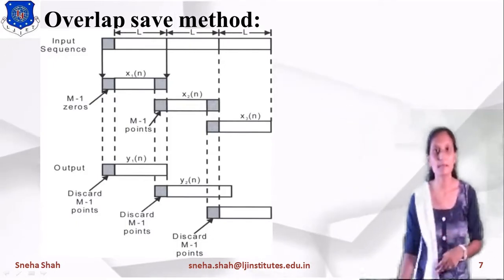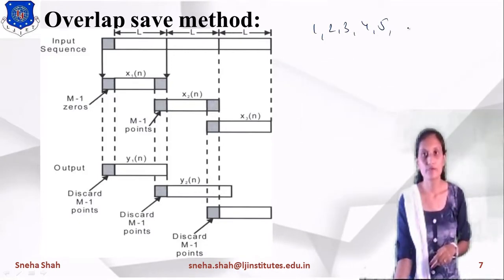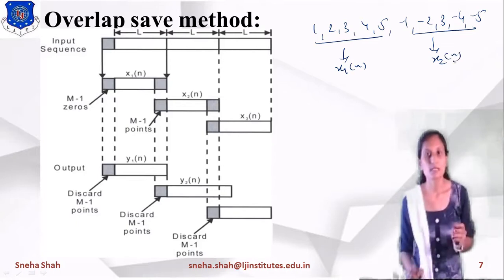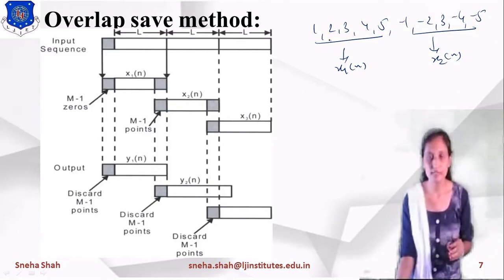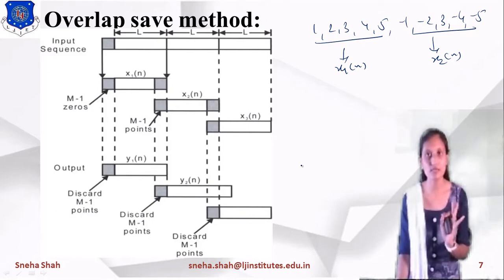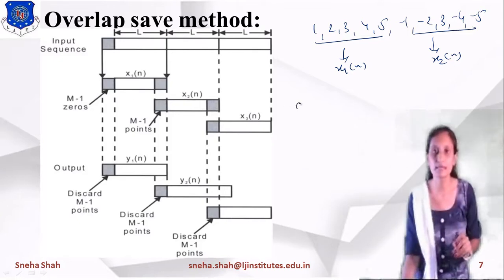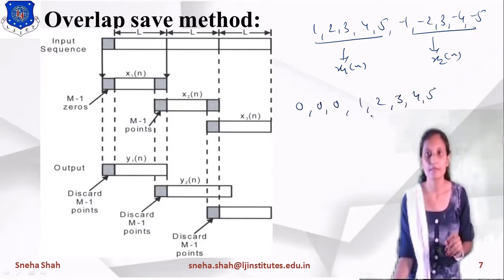So what will be the problem? Suppose I am taking the input sequence as 1, 2, 3, 4, 5, minus 1, minus 2, 3, minus 4, minus 5, likewise, right? Suppose I am converting this into x1 of n, x2 of n, likewise. Now suppose I want to convert this input sequence into 8 samples; this one is 5 samples, so we have to add 3 zeros. We can add these 3 zeros before the sequence or after the sequence. Suppose in this method I add 3 zeros before the sequence, then the term will be 1, 2, 3, 4, 5, right? This sequence will give you the output y1 of n.